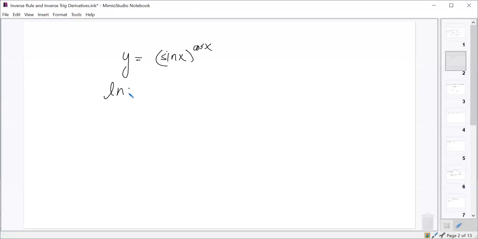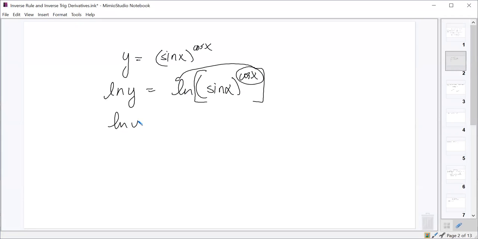So we take the natural log of both sides. And since now I'm taking the logarithm of something to a power, I can pull the power out to the front. So we end up with natural log y equals cosine x, first function, and then second function, natural log sine x. Does that make sense so far? Yeah. Okay.